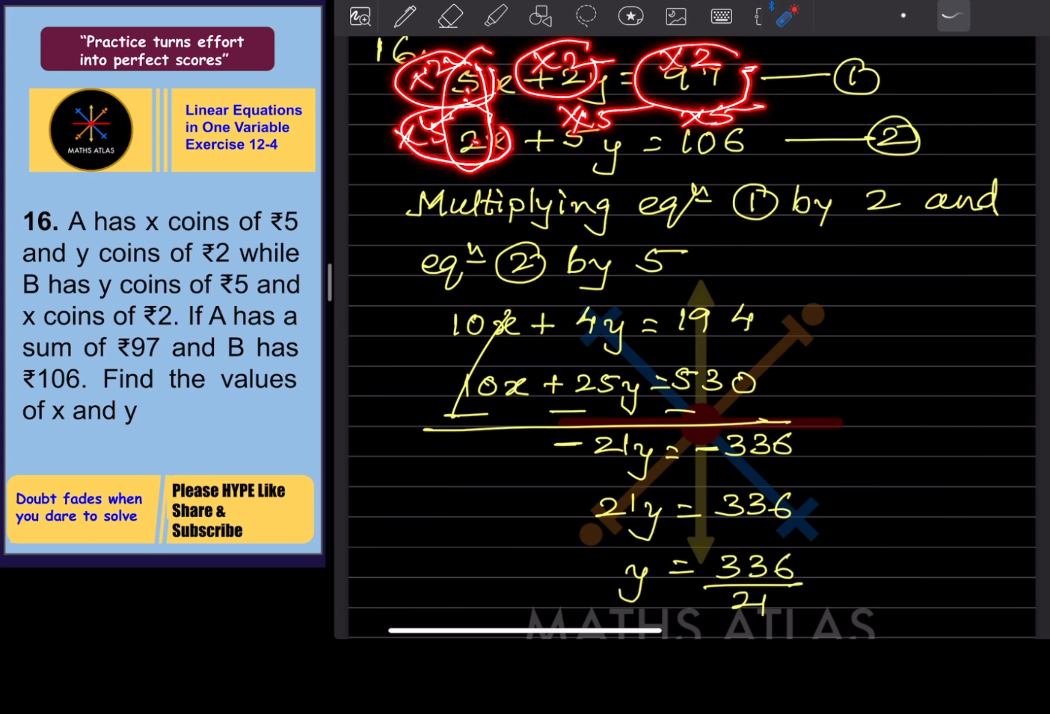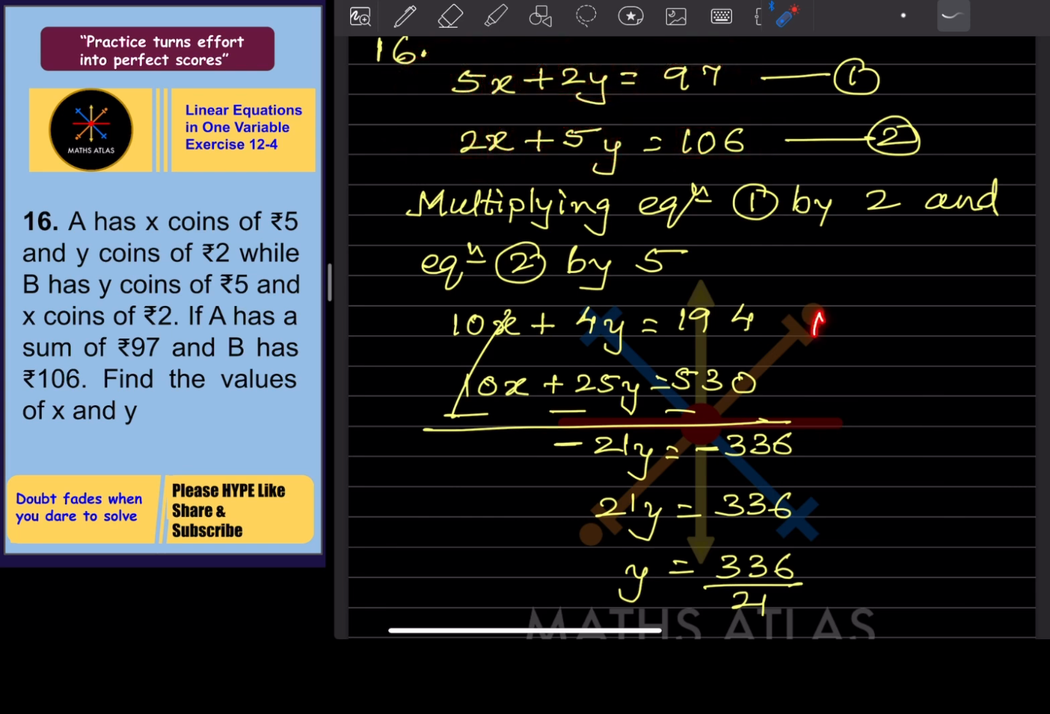And this is going to be 10x plus 25y, that will be 530. So these are the two equations. Now we can see this is plus, so this is going to be minus. So now this plus, and we'll look at the new sign. So this gets cancelled out. Plus, minus, plus, so this will be minus.